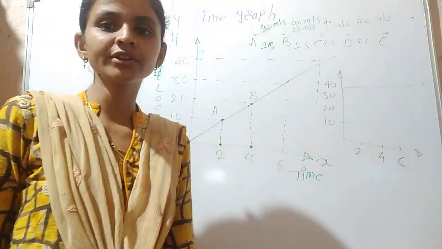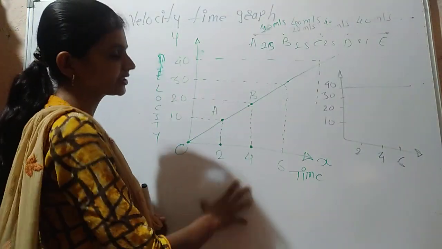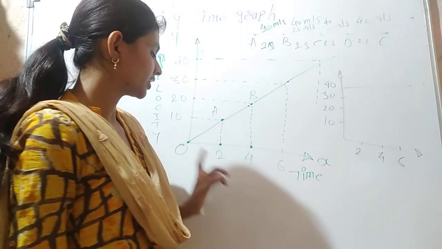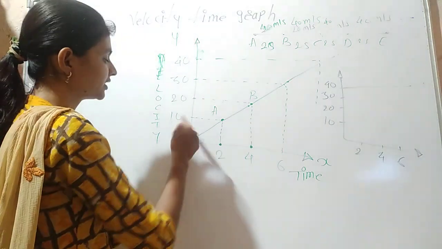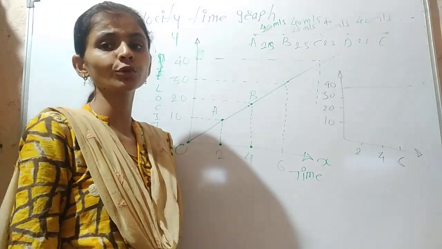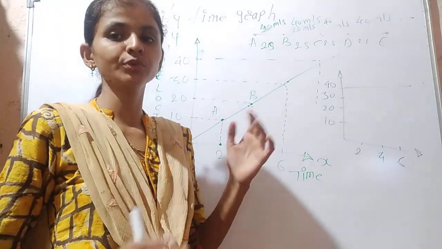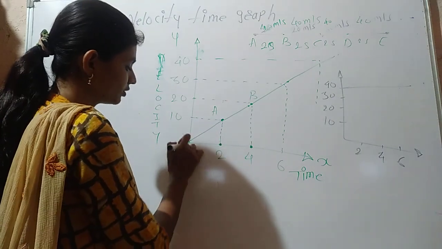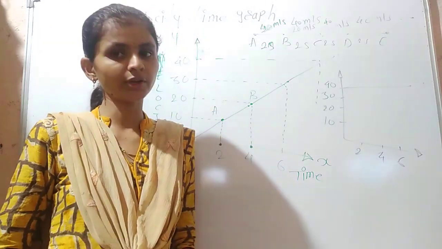Here in front of you one diagram is there, so observe the diagram carefully. Along the x-axis is time, and along the y-axis is velocity. The time intervals are 2 seconds, 4 seconds and 6 seconds, and on the y-axis 10 meters per second, 20, 30 and 40 meters per second. We have to draw the diagram as we already discussed. Here the initial point is 0, so at 0 seconds the velocity is also 0.